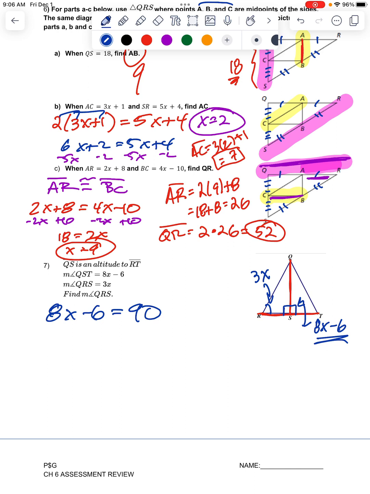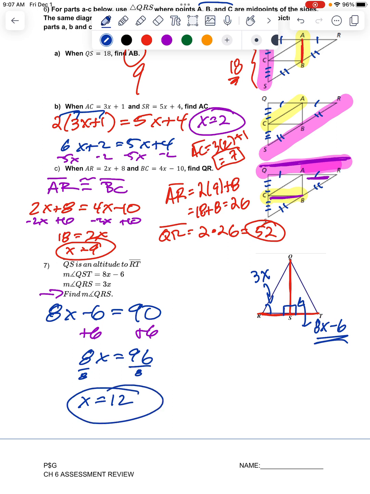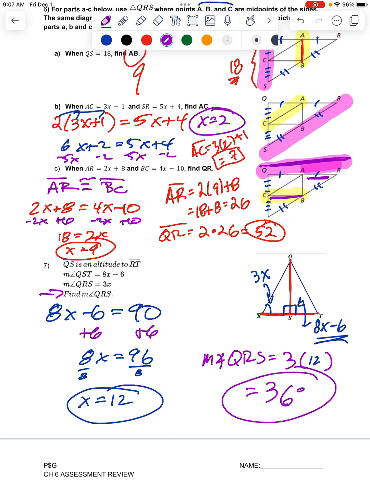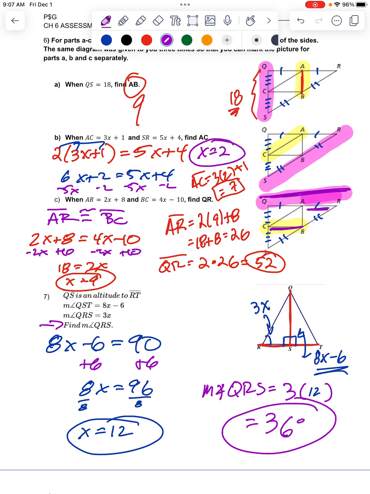I don't use the 3x until I want to find this answer. So add 6, I get 8x equals 96, divide by 8, x equals 12. The question asks for the measure of angle QRS, or angle R, which is the same thing. So I just do 3 times 12, and 3 times 12 gives me 36 degrees. All right, I'm going to pause there, and we'll see you on page 4.